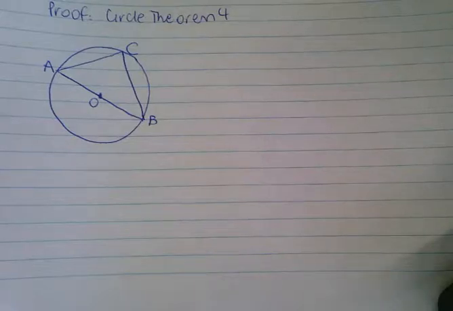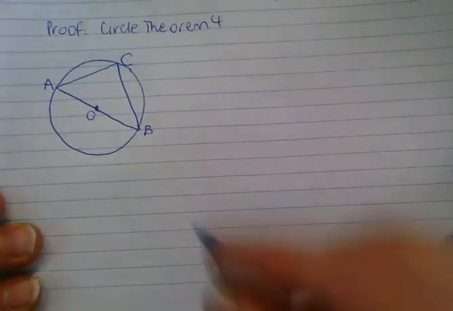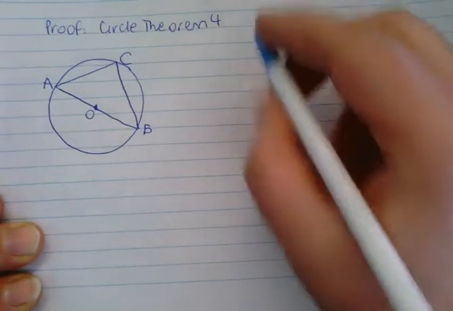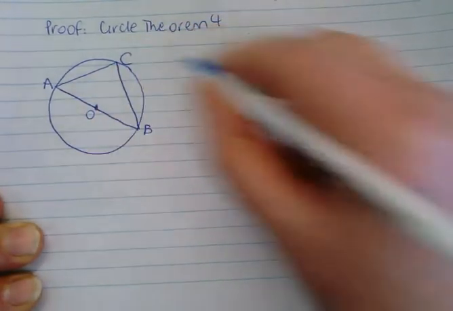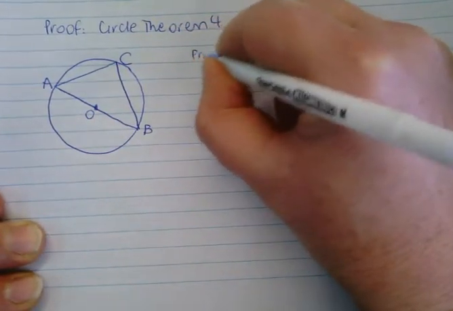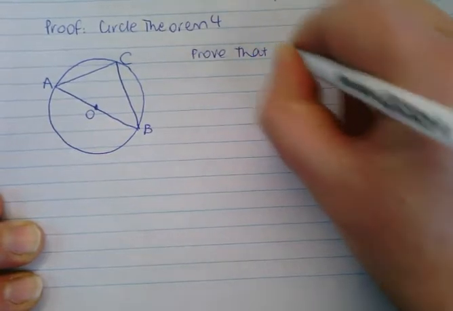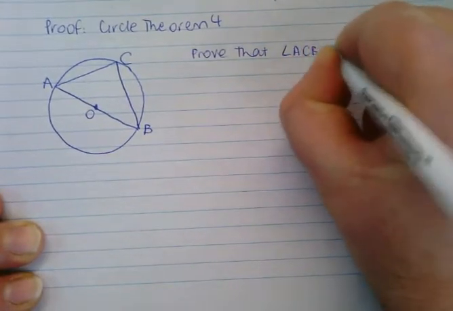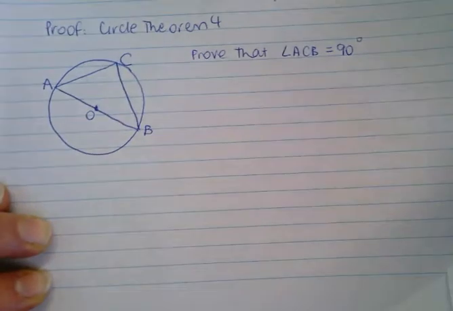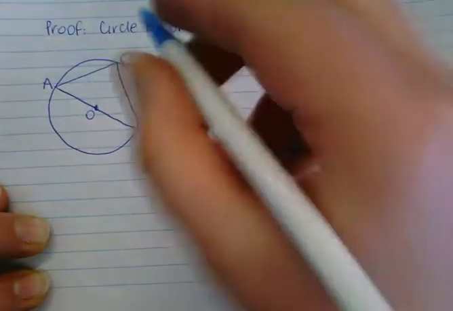Now we're looking at the proof for circle theorem 4. Circle theorem 4 is that the angle in a semicircle is a right angle. So we want to prove that angle ACB equals 90 degrees. We're trying to prove that the angle in a semicircle is a right angle.